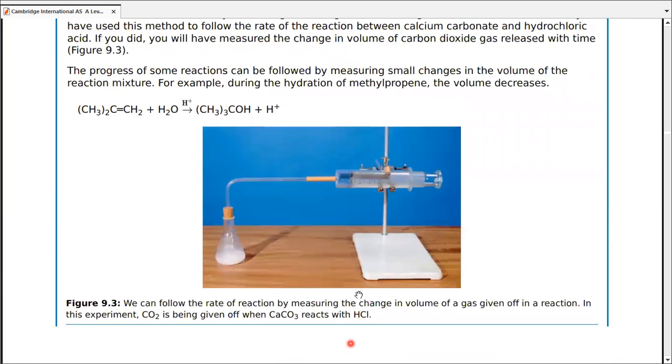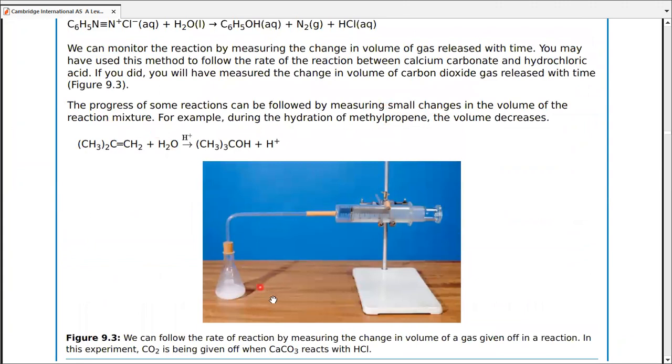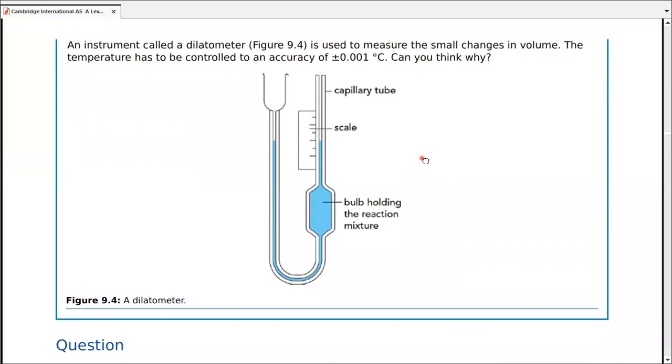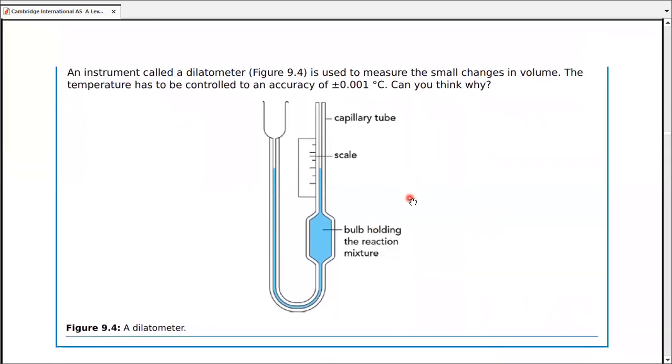Now, we were talking about small changes in volume of reaction mixture. An instrument called a dilatometer is used to measure the small changes in the volume. We're talking about really small changes in this case. The temperature has to be controlled to an accuracy of a third decimal point in degree centigrade units. Before I move ahead, can you answer this question? Can you think why? Why do you think we need to control temperature to control our accuracy?